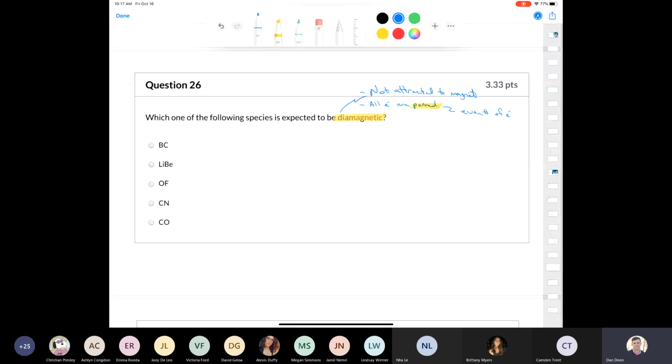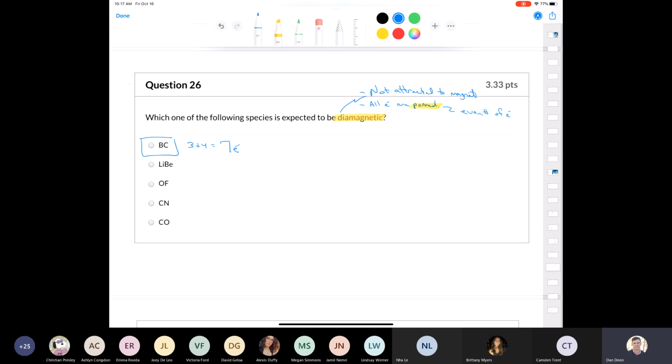It's the only possible way that could happen, right? So if we look at boron and carbon together in a molecule, boron has 3 valence electrons plus 4 from carbon, right? That gives you a total of 7 valence electrons. So there's no way that could be diamagnetic.